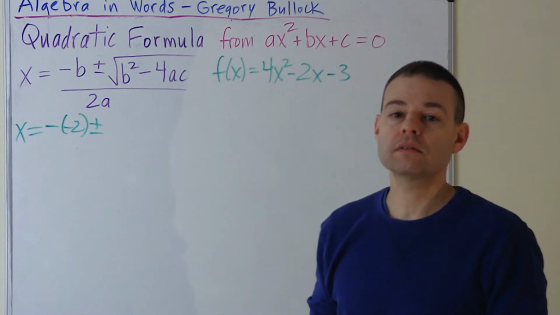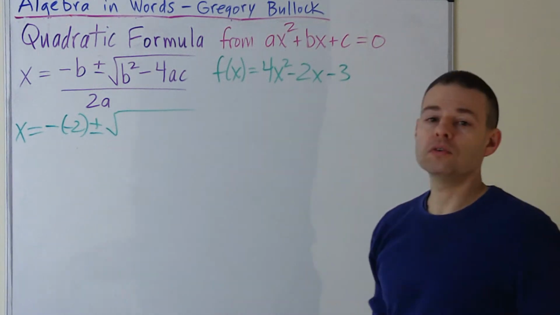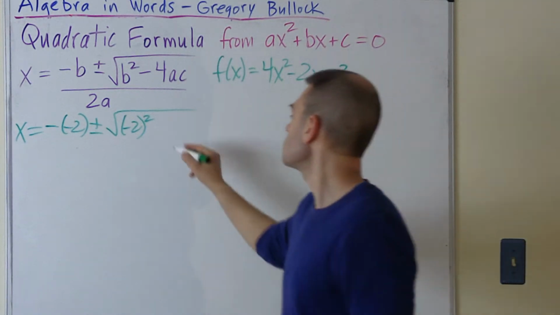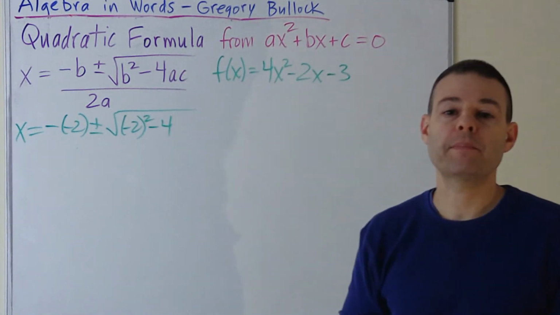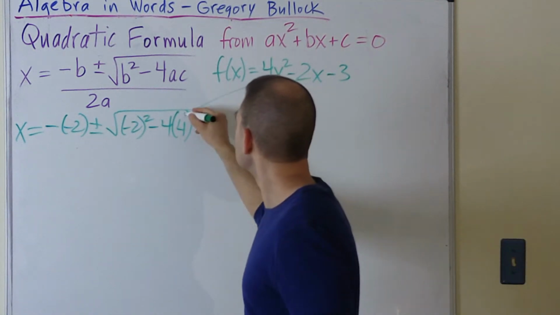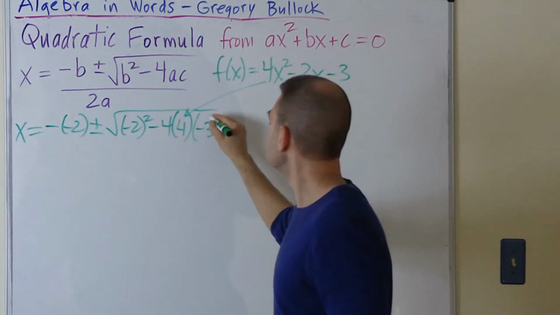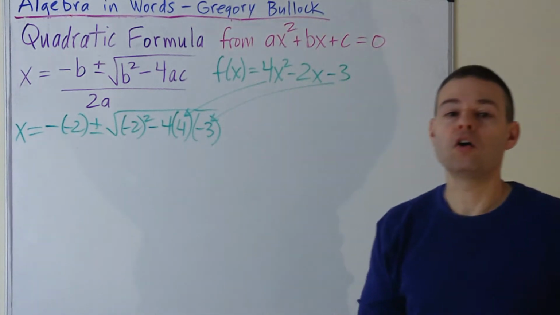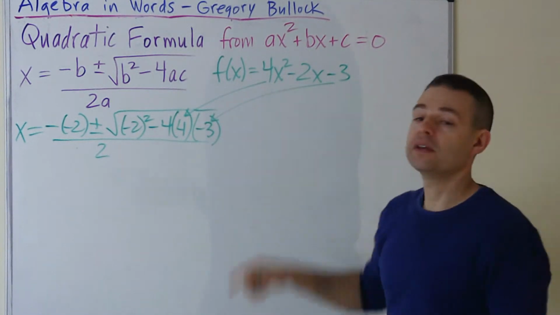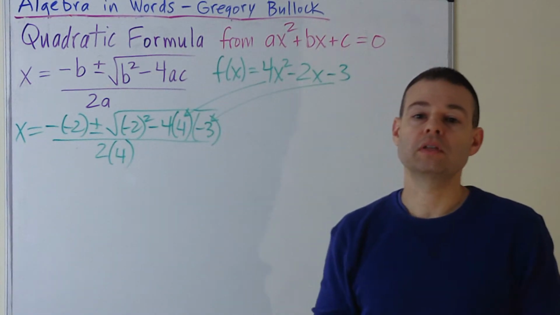Always plus or minus, then the square root. B is -2, so we'll put that in for b squared minus 4, and multiply that by a, which is 4. And c is -3. All over 2a. And a is once again 4. And now we're just going to go left to right and simplify.